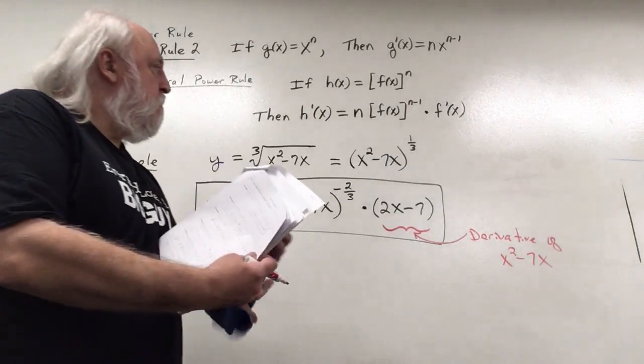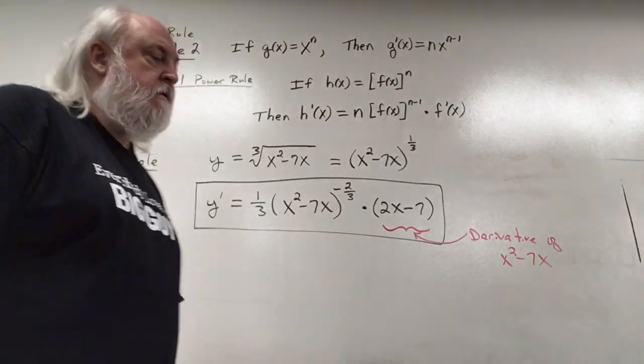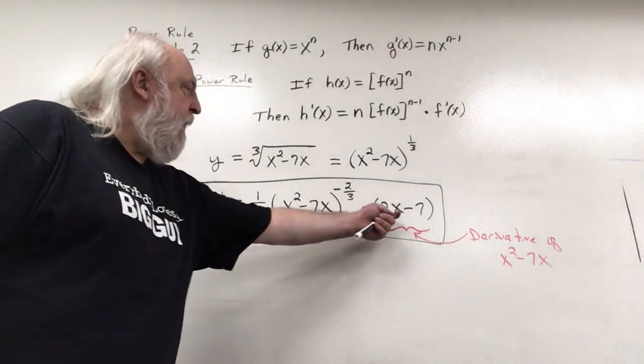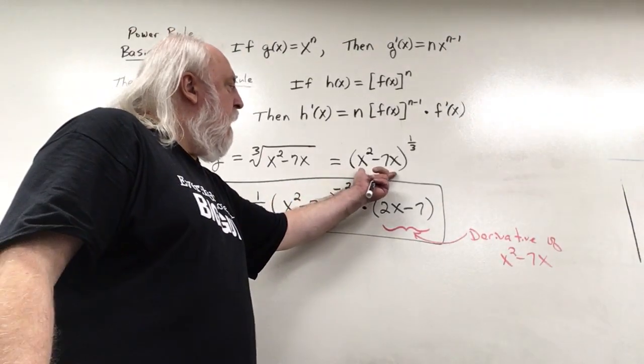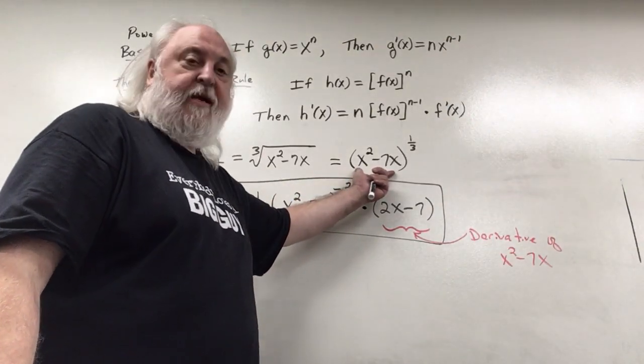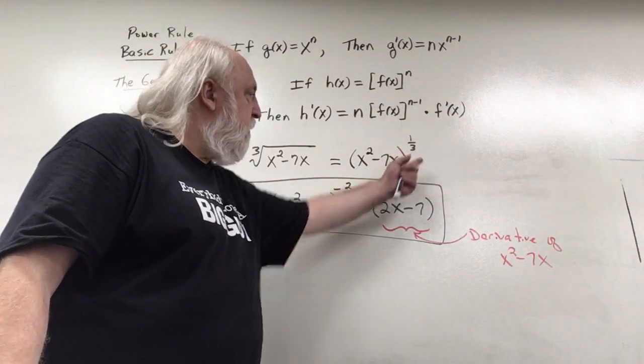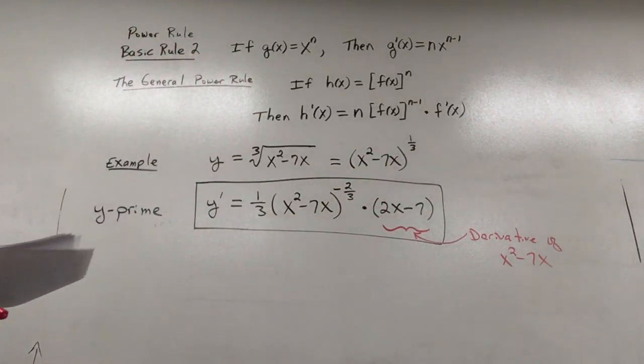It's not just, if this was just x to the 1/3, we wouldn't have to have this extra step. But because we have an algebraic expression involving x raised to the 1/3, we have that extra step.